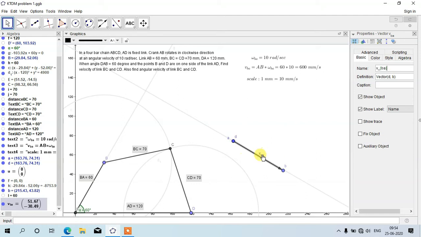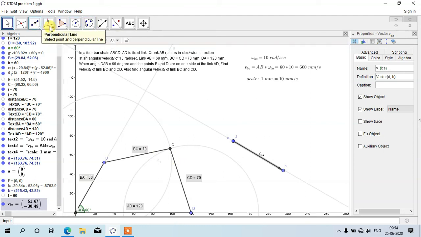You can predict the direction of this vector from the rotation given. We are given that the rotation of this link is in clockwise direction. So obviously this link AB is going to move downward. So the direction of velocity vector will be in downward direction. So now I have drawn the known vector. Now let's move ahead for these vectors of link BC and CD.